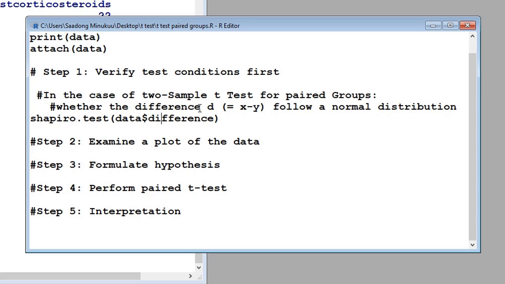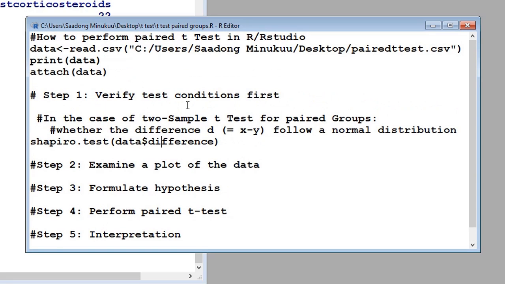Now, with regards to paired t-test, or if you want, two sample t-test for paired groups, it's important that the differences between the two groups follow a normal distribution. Now, this is the most important. There are other conditions, but all boils down to this particular one.